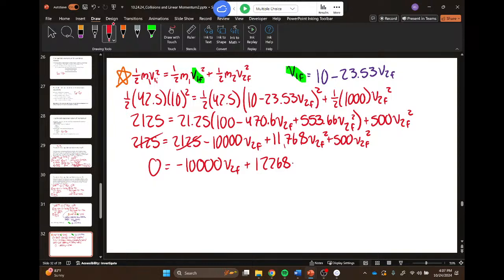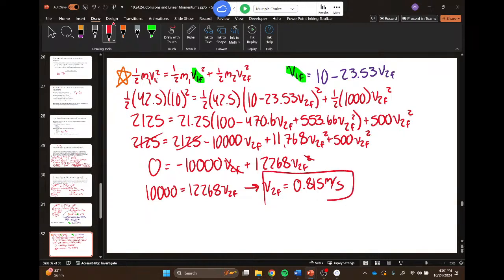So you add those together. And hey, something nice. You are blessed that you don't have to do the quadratic formula. One of the V2Fs cancels. So 10,000 equals 12,268 V2F. So V2F equals 10,000 divided by that, and we get the answer. And we did a good job. Yay. That's it. Bunch of algebra.